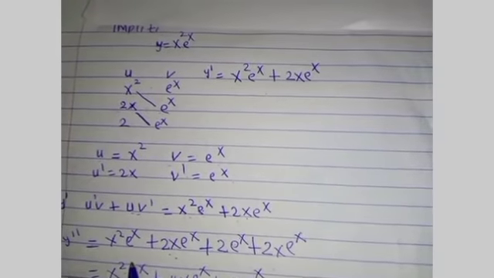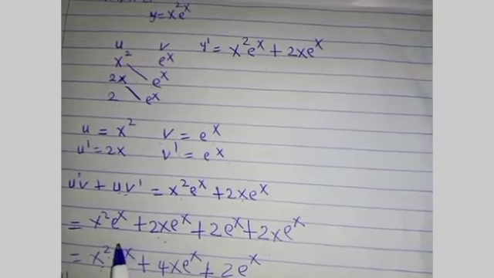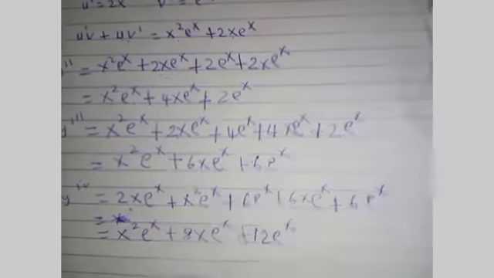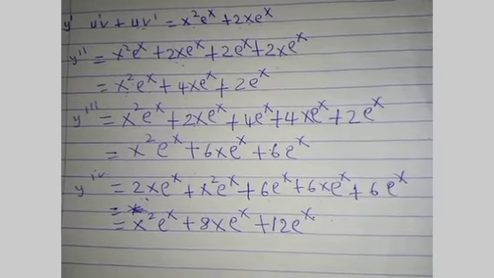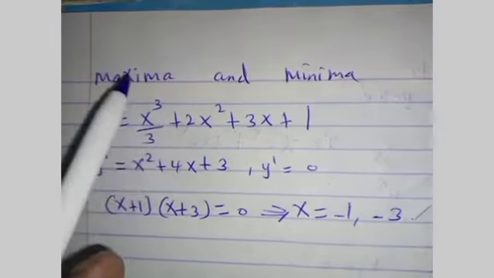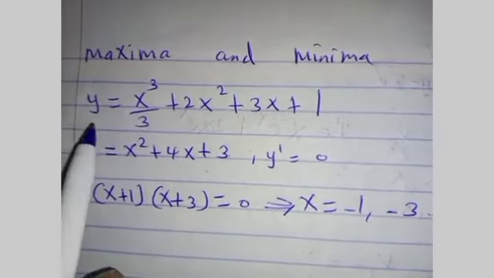Our function is y is equal to x squared e^x. So you do it step by step and you are going to obtain your result as we have obtained here. We want to look at now maximum and minimum points. We are going to consider this curve.